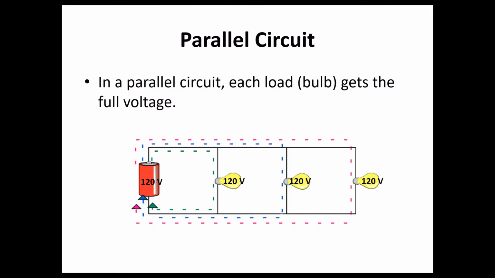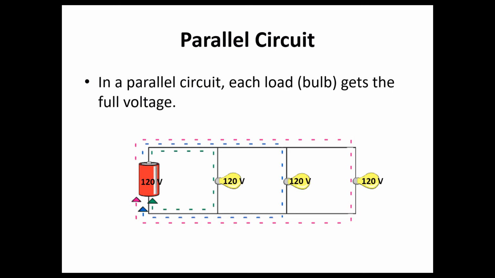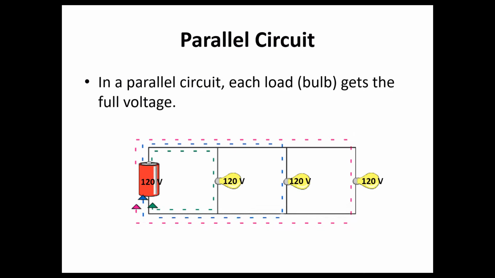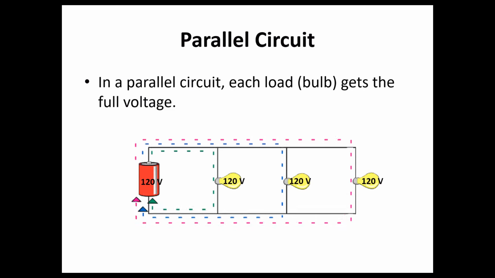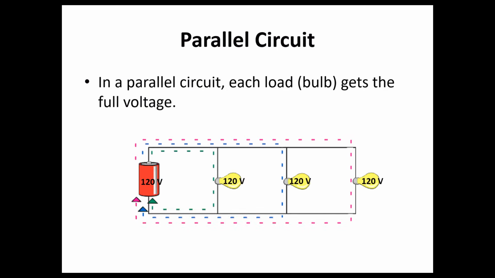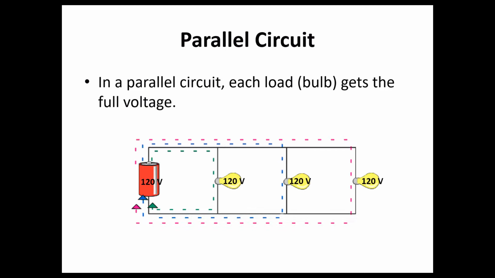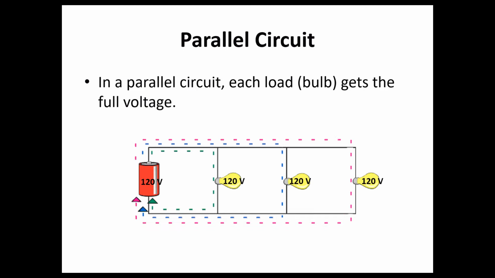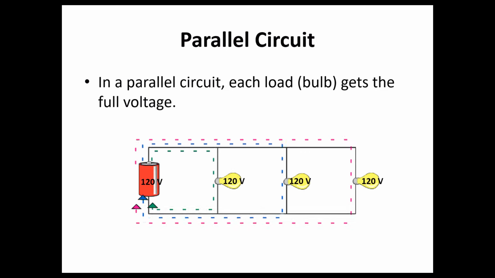Now, in a parallel circuit, each load gets the full voltage. So if I have 120 volts coming from my power source and I have 3 light bulbs, all 3 are getting the full 120 volts. If I were to add a 4th light bulb, it would also get the 120 volts. If I were to remove a light bulb and only have 2, both still get 120 volts. So each load is going to get the full voltage in a parallel circuit, whereas in a series circuit, that voltage gets divided.